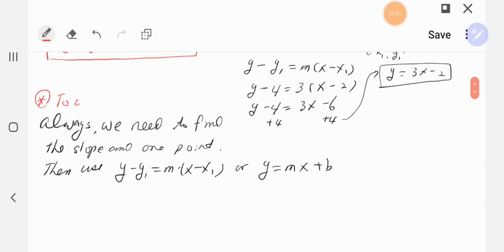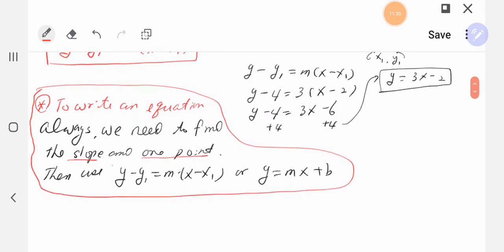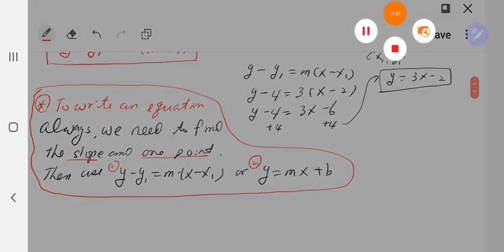Okay. To write an equation, what do we need? We need to find out the slope and 1 point, and then use either the point slope formula or the slope intercept formula to write an equation. All right, then let's try examples.